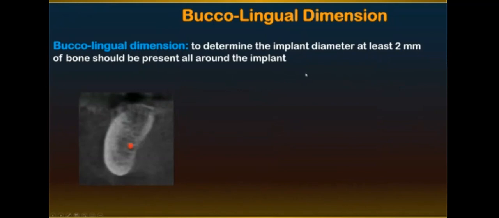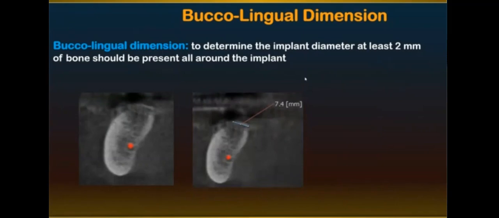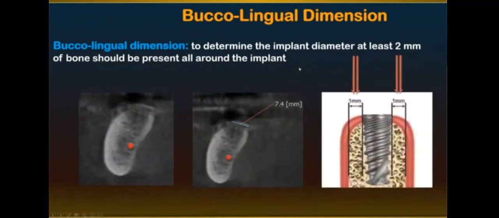The buccolingual dimension determines the maximum diameter that can be used as an implant size. At least 1 millimeter from each side of the implant should be covered with bone. For example, here we have a measurement of 7.4 millimeters. This means that the maximum implant diameter that I can use is 5.4 millimeters, because at least I should have 1 millimeter of bone buccal to the implant and 1 millimeter lingual to the implant.